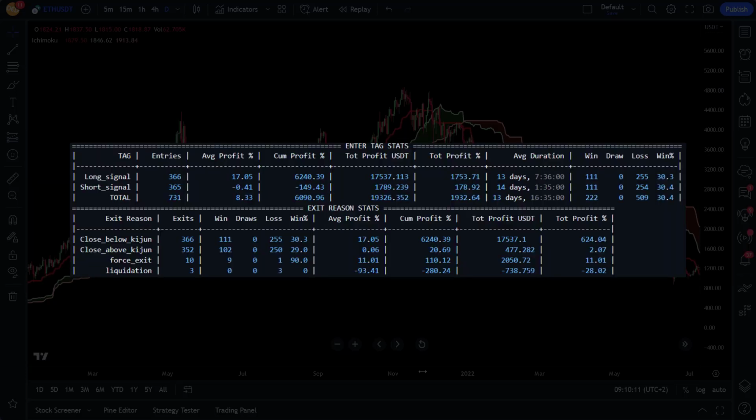And what is also interesting here is that the number of long and short trades during this backtesting period is almost exactly the same.